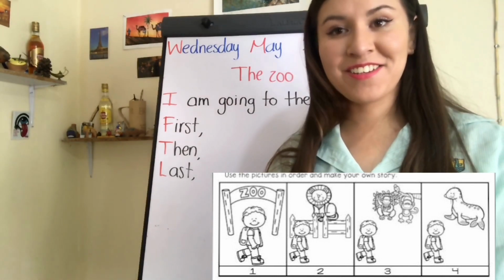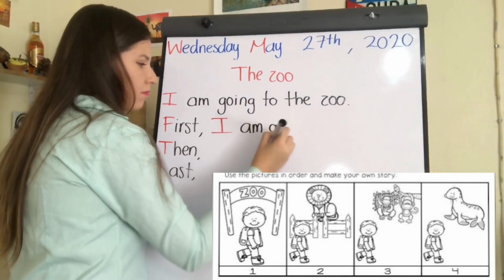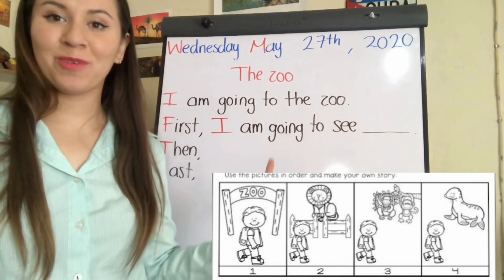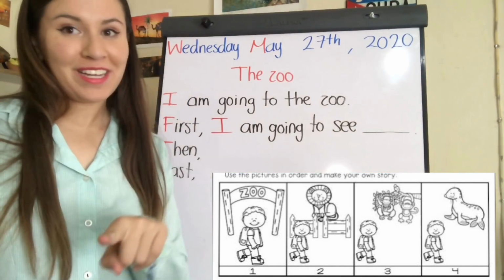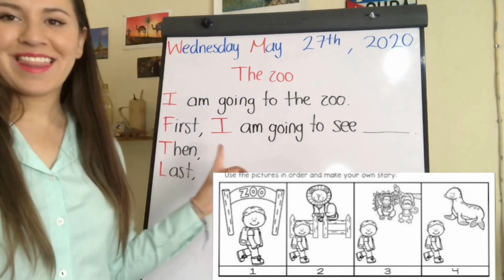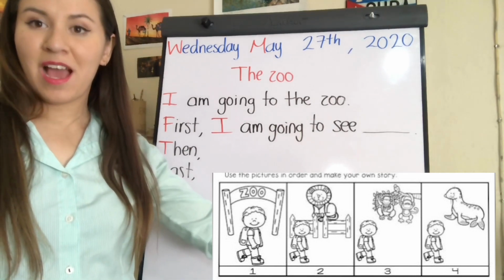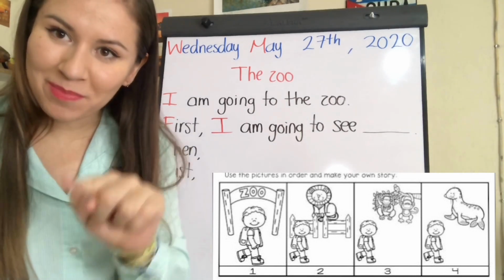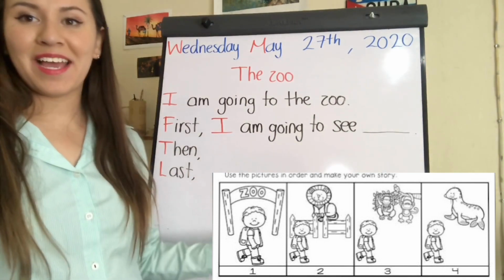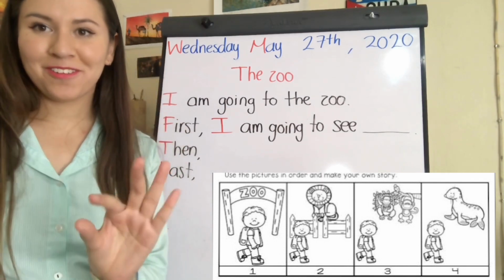In this case, you can say, first, I am going to see. So look at the picture. What are you going to see first? Then you can again write, I am going to see. What else are you going to see? Look at the picture. And last, I am going to see. Again, look at the picture and write your idea.